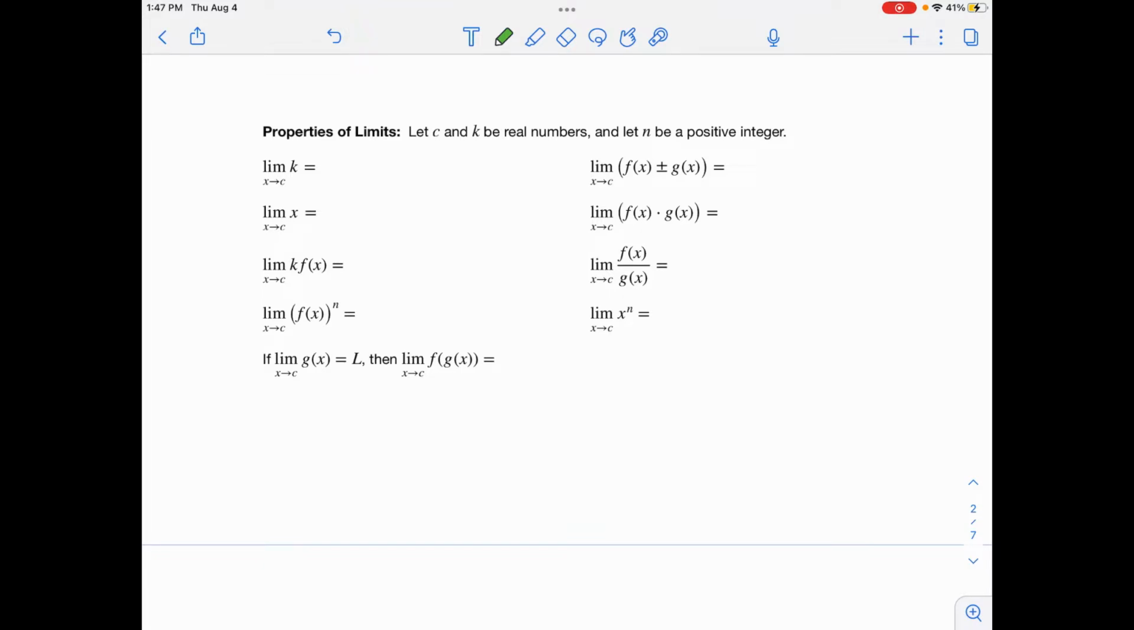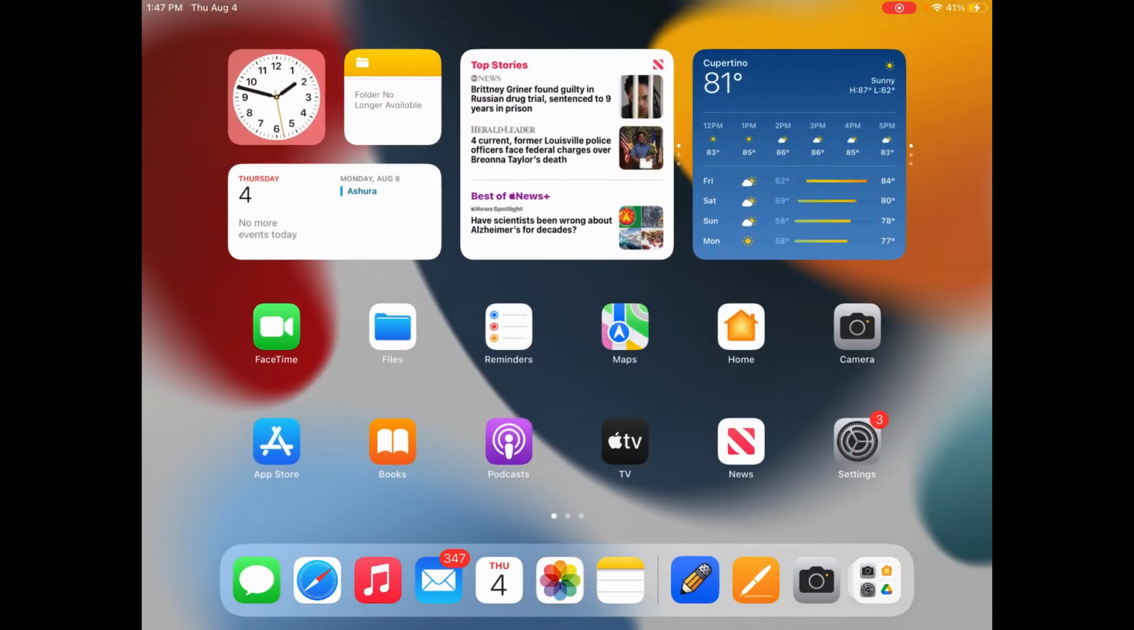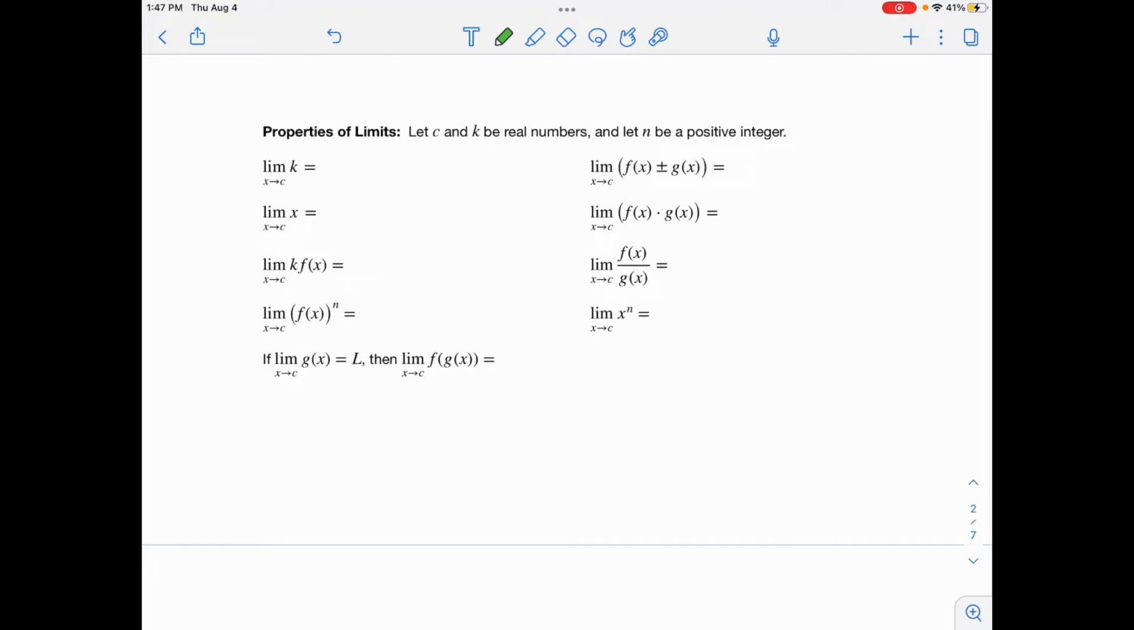So the limit as x approaches a number, c, of k, another number. Well, think about that. Our function is a number, like f of x equals 2 or y equals 2. And the graph of y equals 2 is a horizontal line. So regardless of where we are on that horizontal line, we're always going to be approaching that same height of 2, or height of k. So the limit as x approaches c of k is k. And the limit as x approaches c of x, well, that means our function is y equals x. So if the x value is c, that means our y value has to also be c. So our answer is just c.